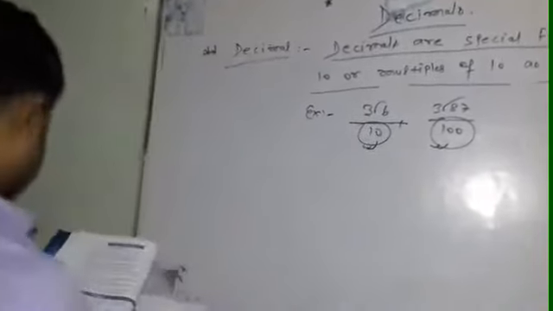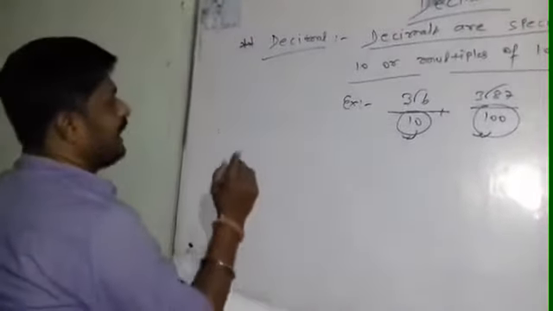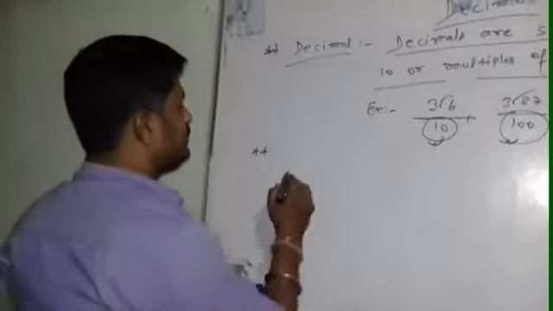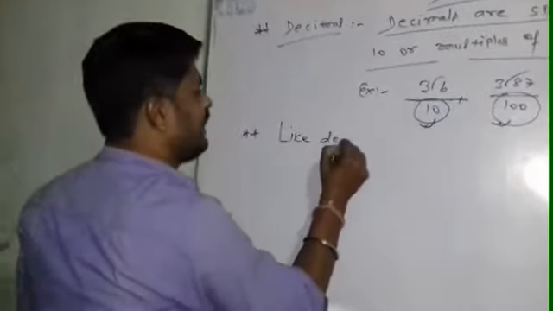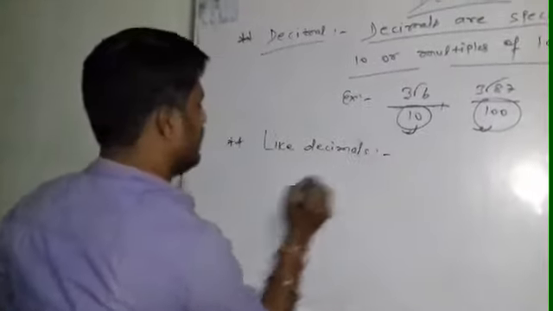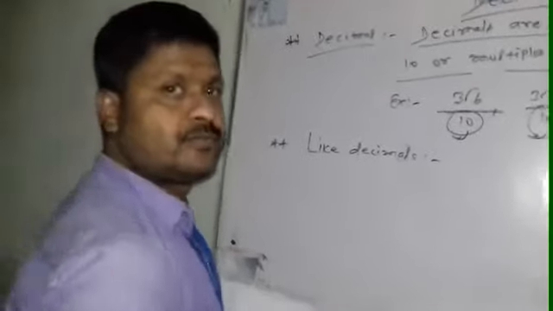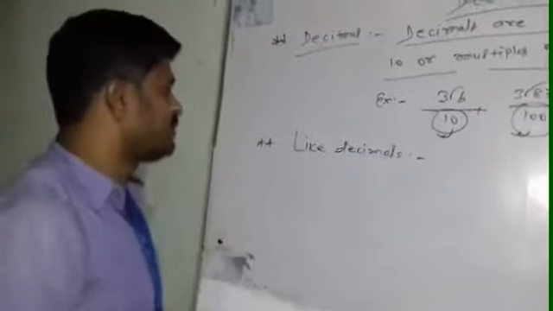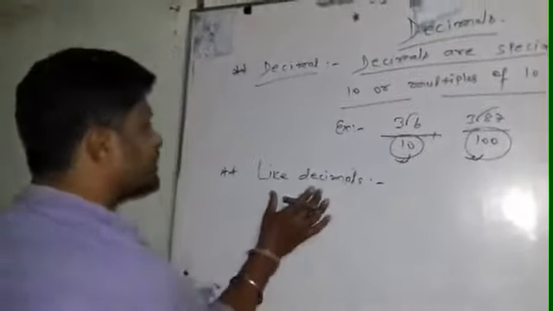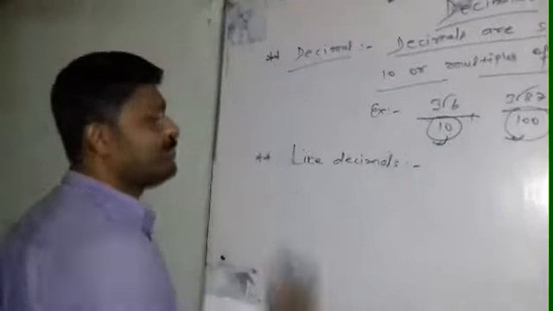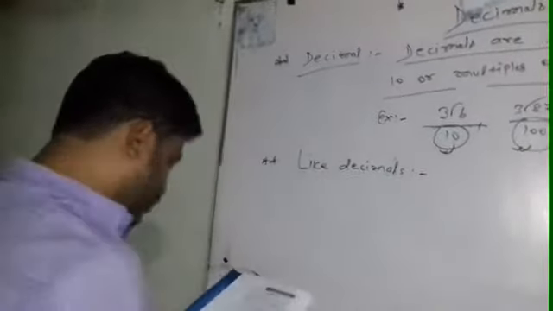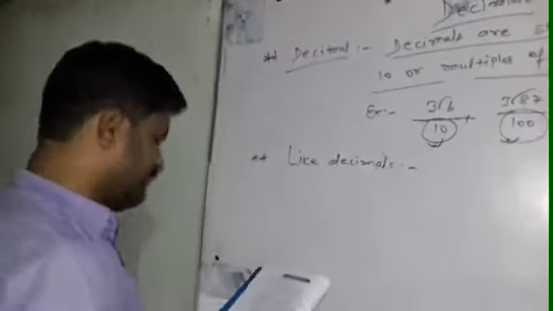Okay. Now we discuss like decimals. Decimals come in two forms: one is like decimals and the other is unlike decimals. Firstly, we will discuss like decimals. What are like decimals? This is the first form of decimals. Like decimals are two or more numbers with the same number of places of decimal.